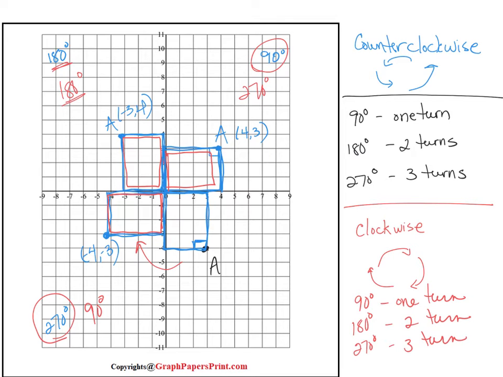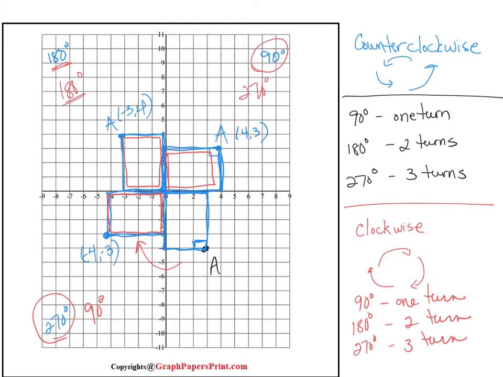So the steps haven't changed. We're still going to do the exact same rotation. The size of the figure has not changed. We're only changing the direction in which we're going in. So think about that for a second.